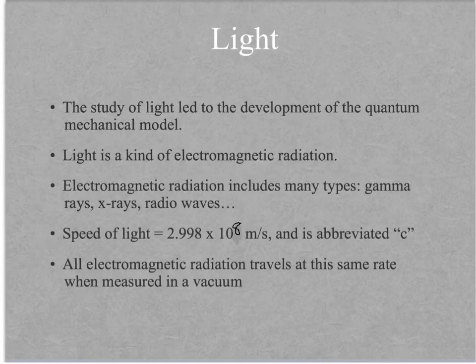Someone wanting to discover more things about light led to the development of the quantum mechanical model. All light is a form of electromagnetic radiation, even light that we can't see. This includes any type of waves or rays such as radio waves, microwaves, gamma rays, X-rays, infrared waves, things of that nature.